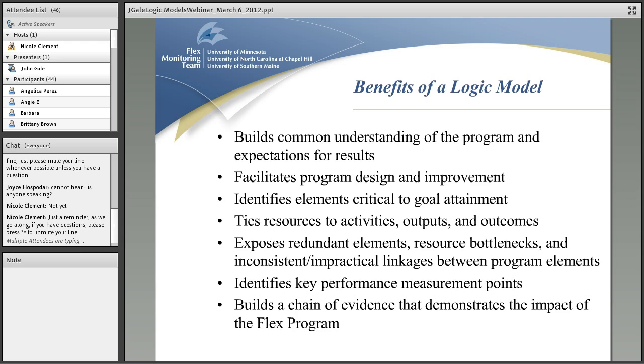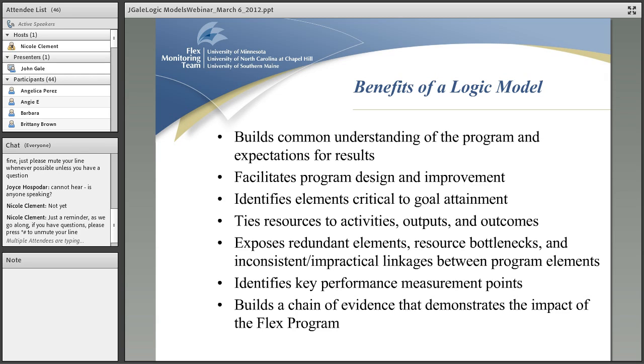It facilitates program design, identifies elements critical to goal attainment, and rolls everything up into one package: resources, activities, outputs, and outcomes. And very importantly, I think it exposes some redundancies that maybe exist, resource bottlenecks, and inconsistent and impractical linkages between program elements. Sometimes we hope things will happen without good reason to believe that that will be true. Resource bottlenecks are a huge issue.